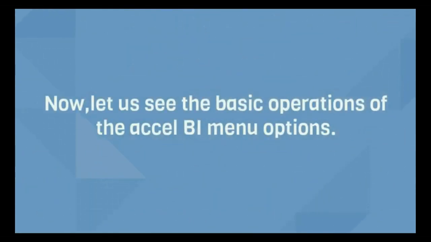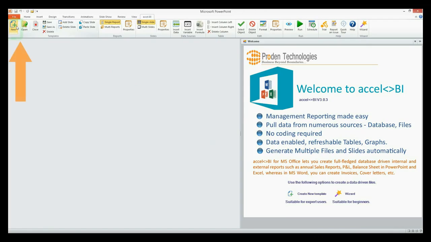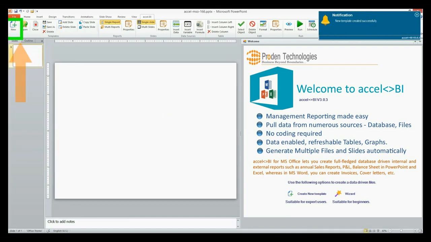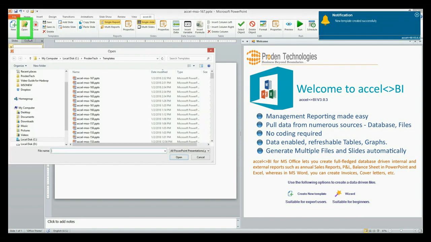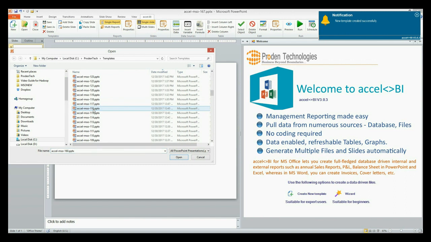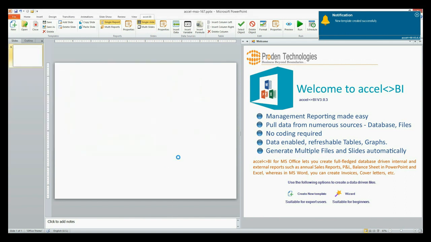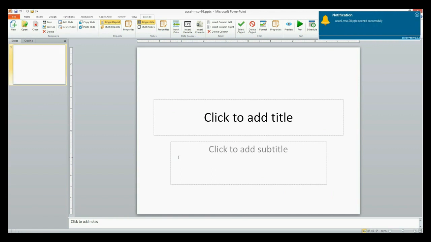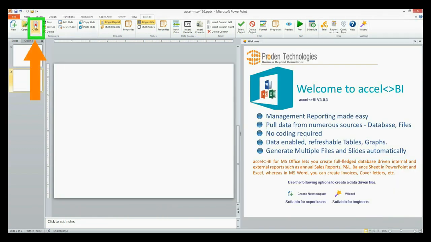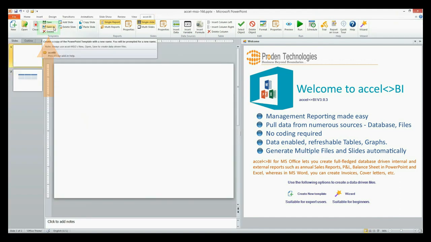Now, let us see the basic operations of the accel-BI menu options. Click on New option to create a new template. To open an existing template, click on Open option and select the required template. To close the template, click on Close button. To rename the template, choose Save as option and give the new name and click on OK button. To delete a template, click on Delete option.